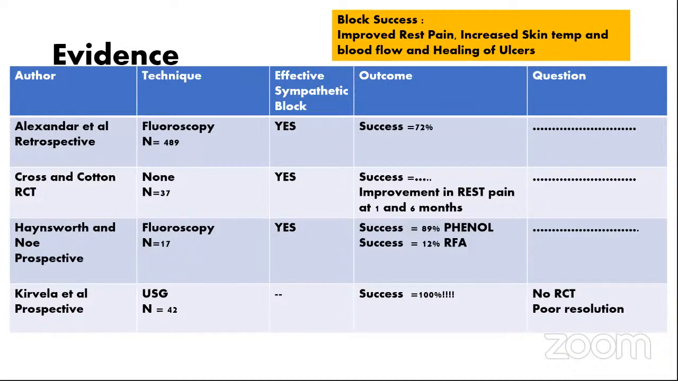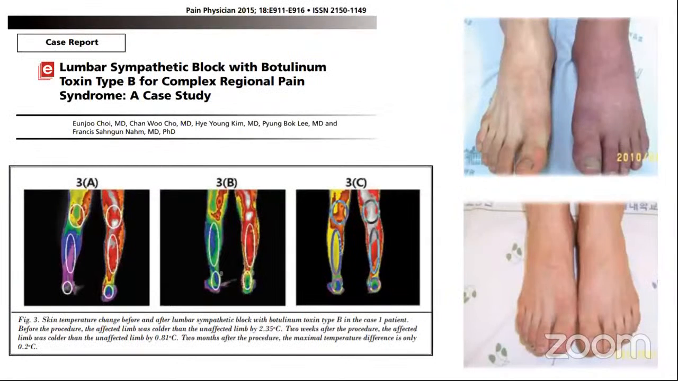What in the literature was the use of botulinum toxin in lumbar sympathetic block to improve. This is just a single case, of course, and they found that there is definitely change in the color of the limb as well as in the temperatures what they have measured. So this was something which was new to me, because I have not used this botulinum toxin for complex regional pain syndrome with lumbar sympathetic or even with the stellate ganglion blocks.